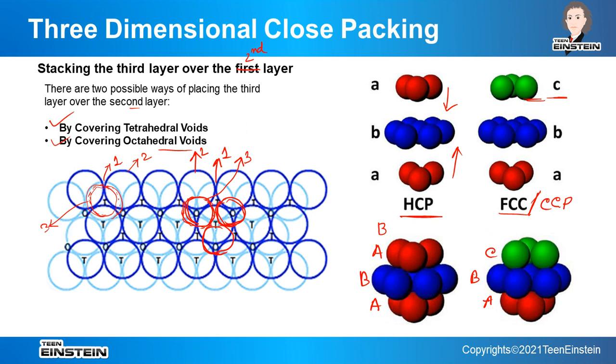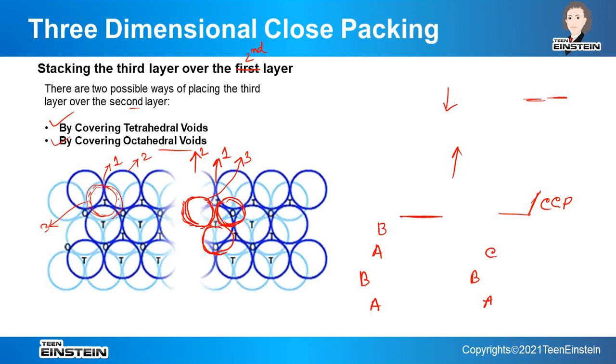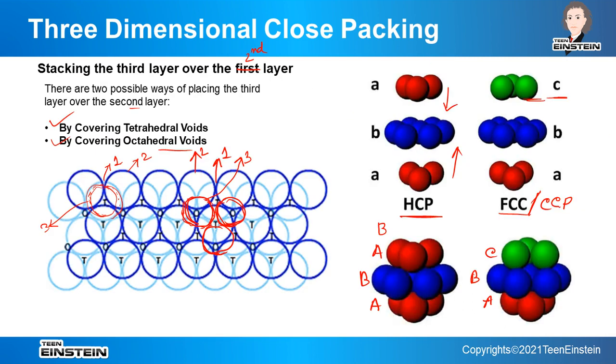So in the previous slide we have seen 3-dimensional close packing from hexagonal close packing. This is the second type, and in this second type, depending on whether we are covering the tetrahedral voids or octahedral voids, we can have 2 more types, and these 2 types are HCP and FCC, which is also known as CCP. Okay.